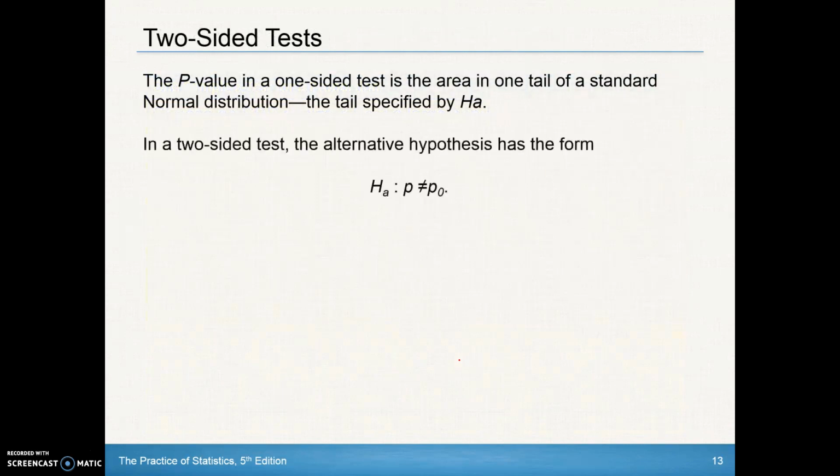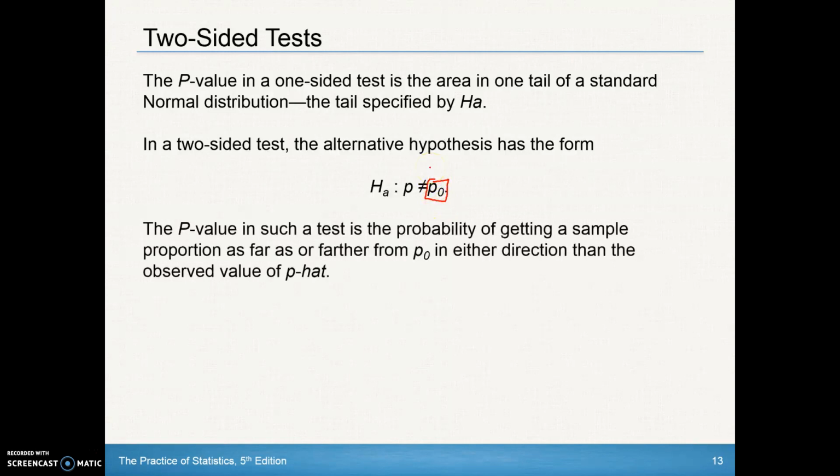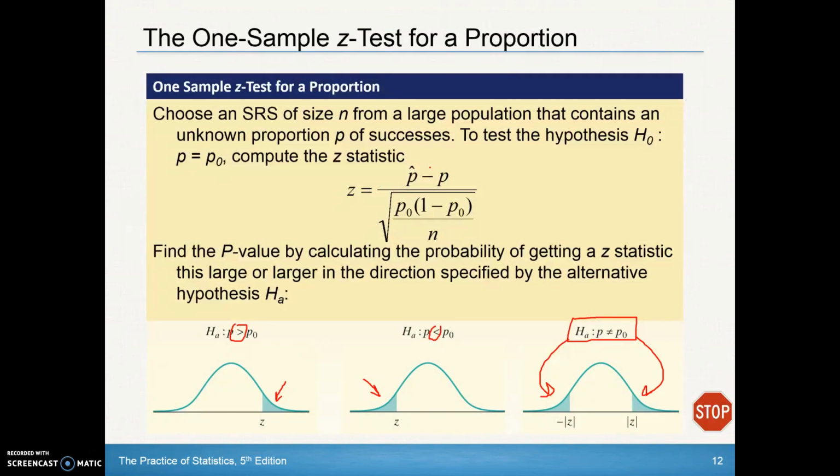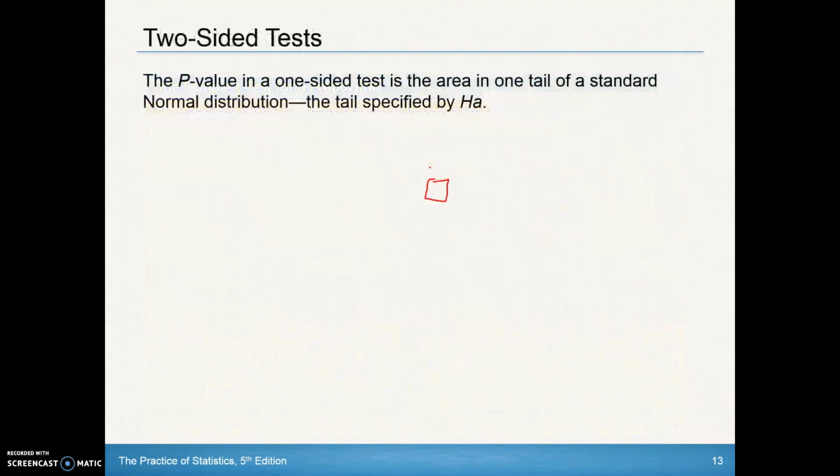Okay. So in a two-sided test, the alternative hypothesis has the form of it not equals. So again, our parameter equals some value of the parameter. The p-value in such a test is the probability of getting a sample proportion as far as or farther from p sub 0 in either direction than the observed value of p hat. So in other words, the p-value is in these areas here, where the arrows are pointing. It's a probability value.